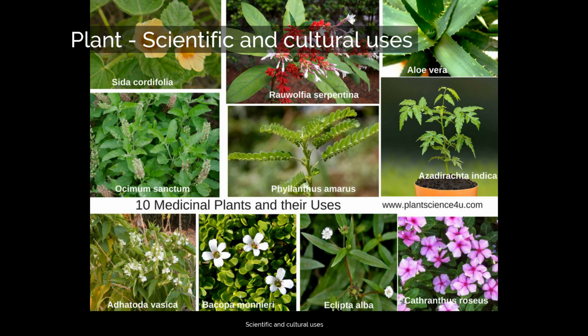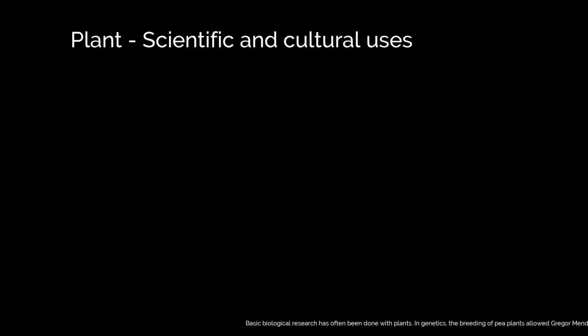Scientific and cultural uses. Basic biological research has often been done with plants. In genetics, the breeding of pea plants allowed Gregor Mendel to derive the basic laws governing inheritance, and examination of chromosomes in maize allowed Barbara McClintock to demonstrate their connection to inherited traits.